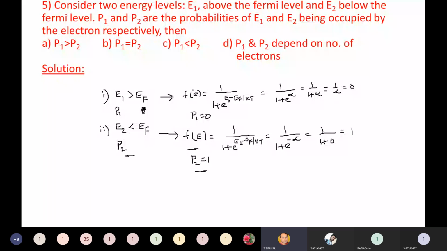So see the options, which one is correct? P1 is 0, P2 is equal to 1. Therefore P1 is less than P2. Option C is the right answer. Got it, all of you? Likewise, you need to calculate. Okay. Next.